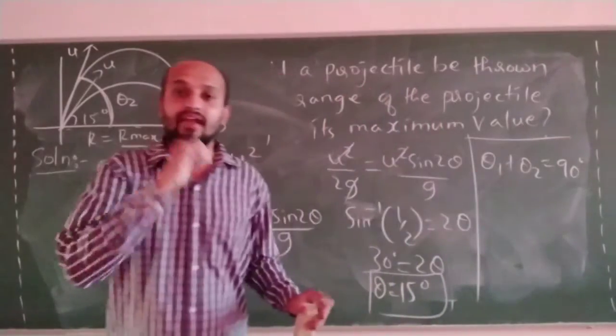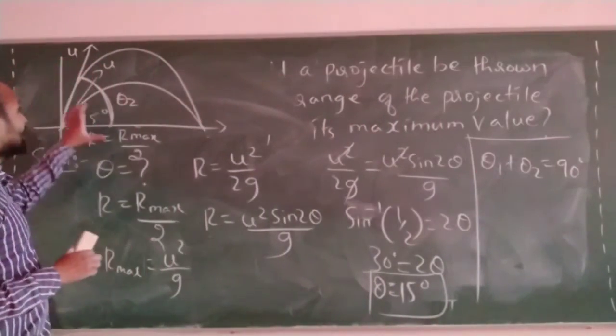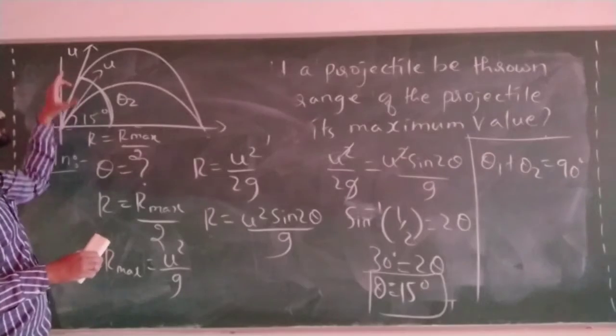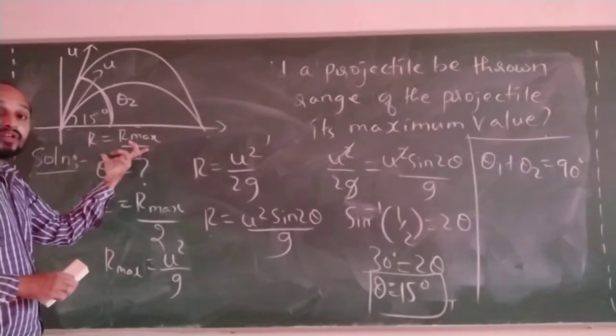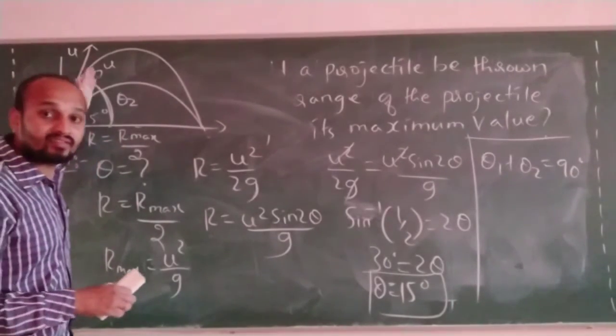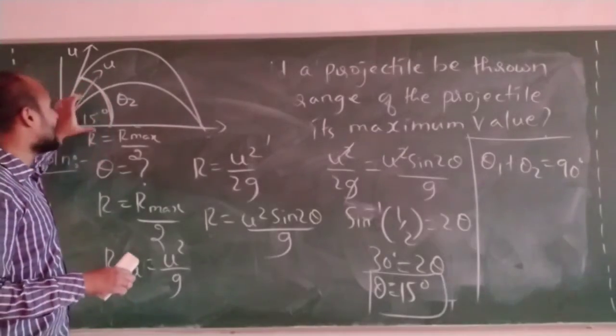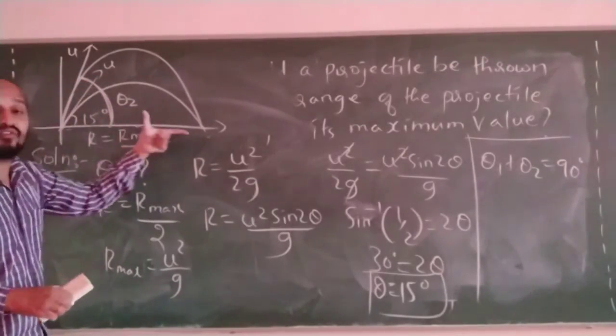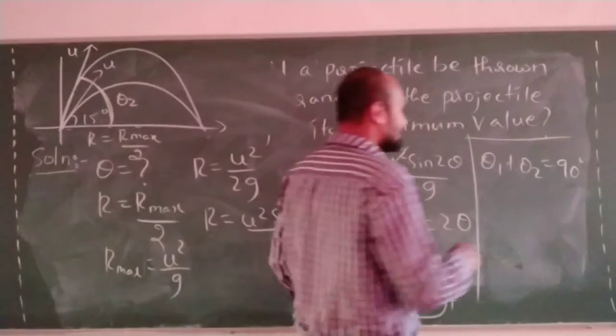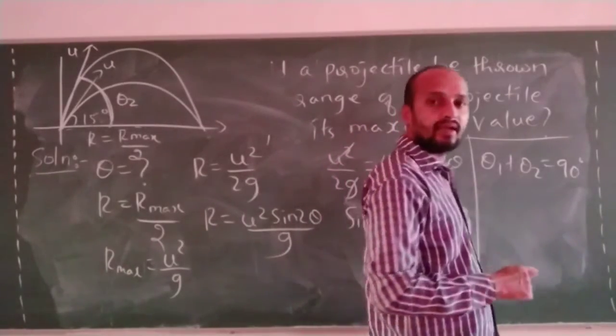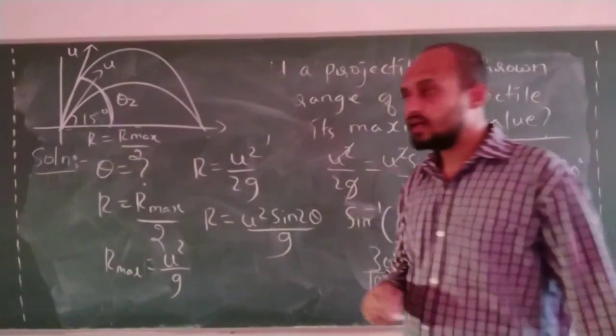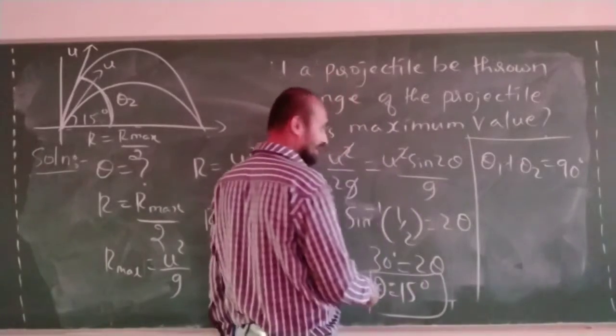Where have we studied this relation? We have studied this relation when the angles of projection are different in projectile motion. If they are thrown with the same initial velocity, their angles of projection might be different, but they will form the same range. In that case, theta 1 plus theta 2 will be equal to 90 degree.